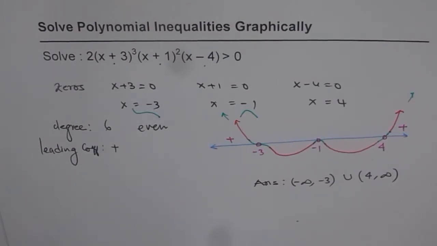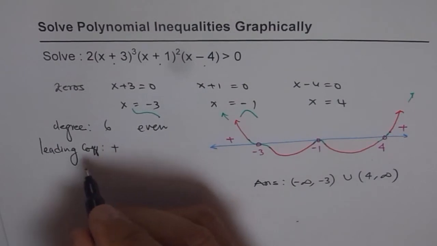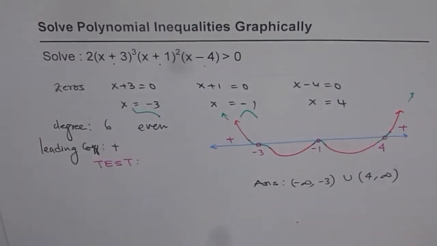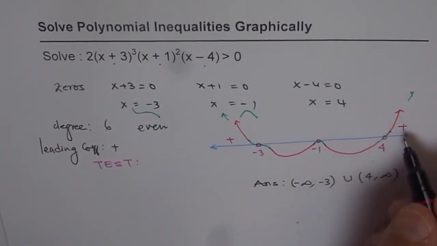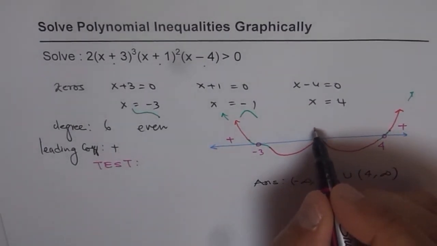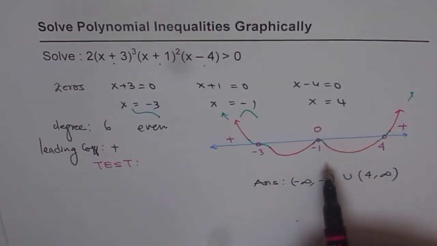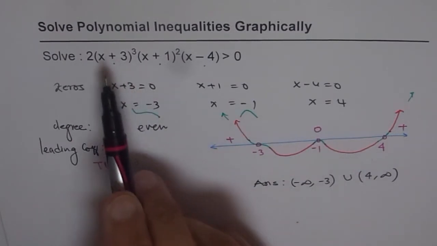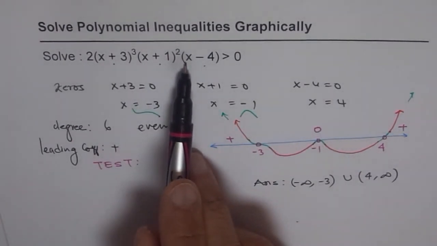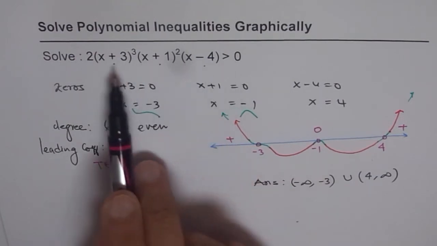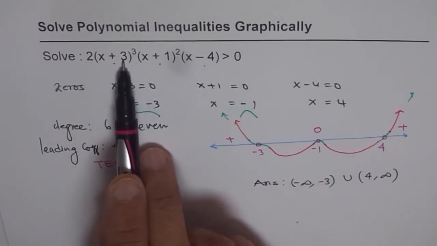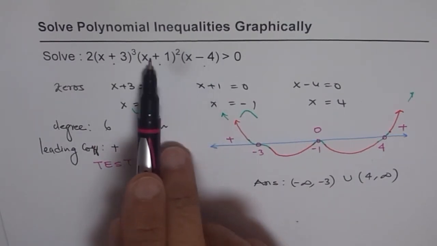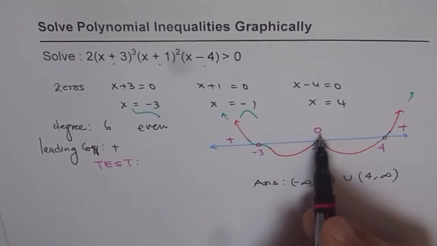A good idea here is to test your answer. Since it is part of a test, you don't want to lose marks. So take a point somewhere in between. 0 is a good point. Is 0 a part of the solution? It is not a part of the solution. That means if you plug in 0 here, you should get a negative number, because a negative number is not greater than 0. So 0 will give you something positive, something positive, and something negative. Negative times positive is negative, and so yes, it is not part of the solution.